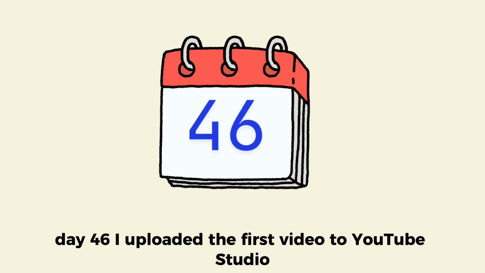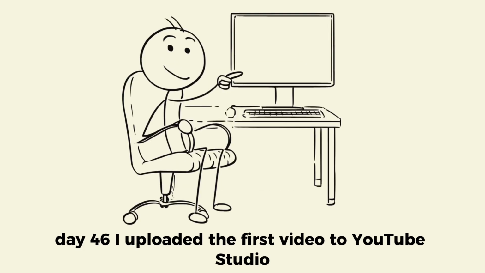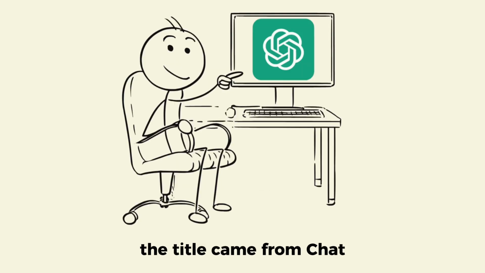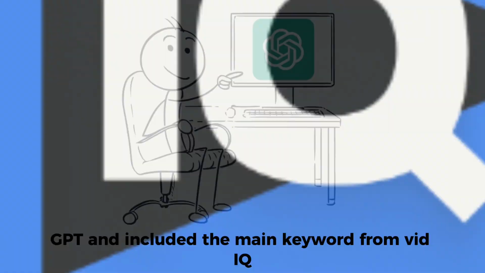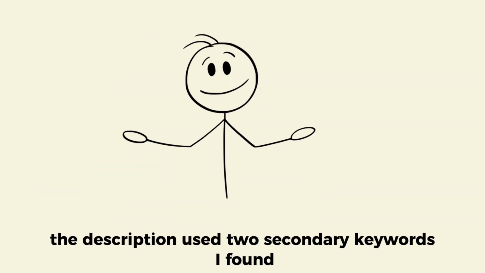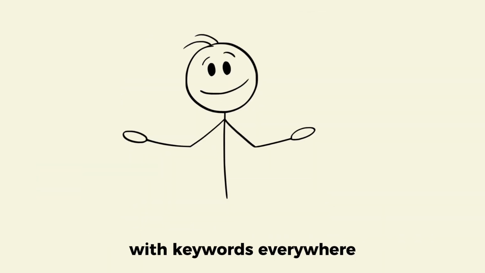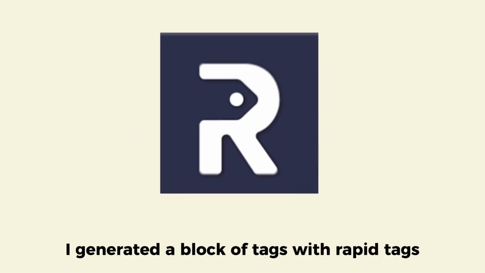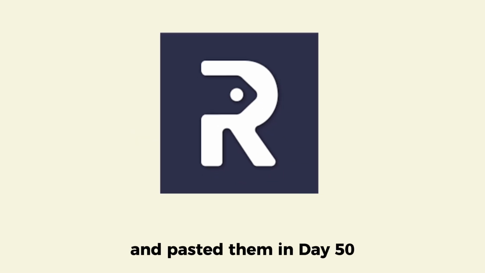Day 46. I uploaded the first video to YouTube Studio. The title came from ChatGPT and included the main keyword from VidIQ. The description used 2 secondary keywords I found with Keywords Everywhere. I generated a block of tags with Rapid Tags and pasted them in.